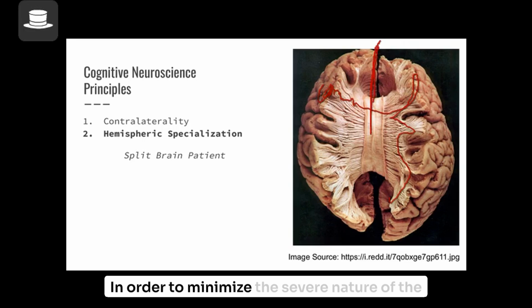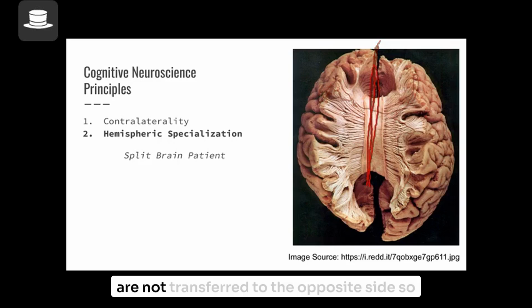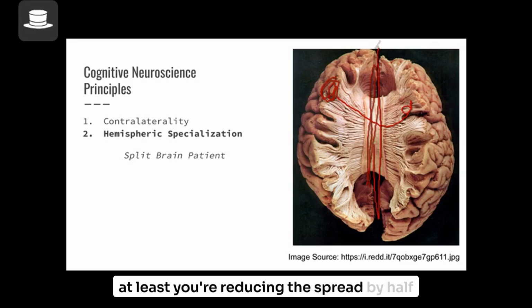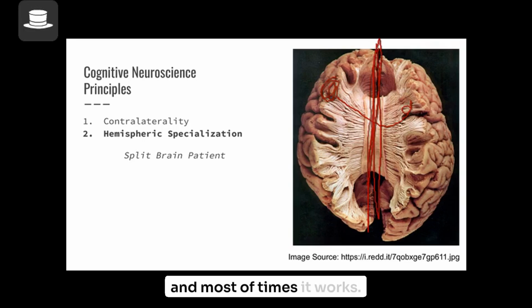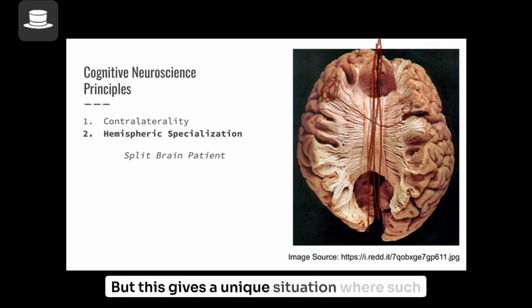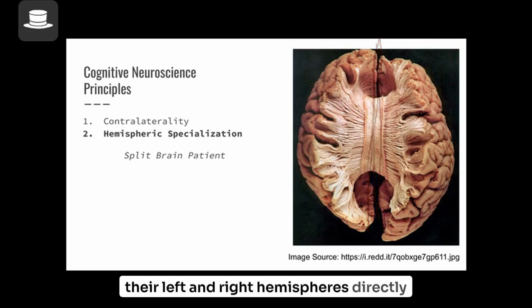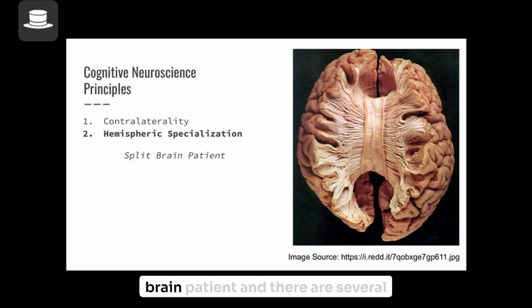In order to minimize the severe nature of the epilepsy, in some cases they cut the corpus callosum so that these electrical activities are not transferred to the opposite side. So at least you're reducing the spread by half. And most of the times it works. But this gives a unique situation where such patients who had this corpus callosum cut, their left and right hemispheres directly don't talk to one another. And then you have this situation of split brain patient.